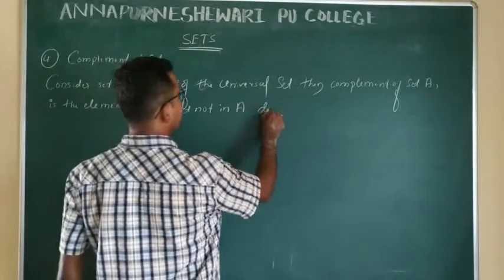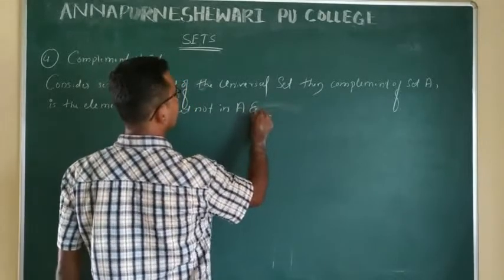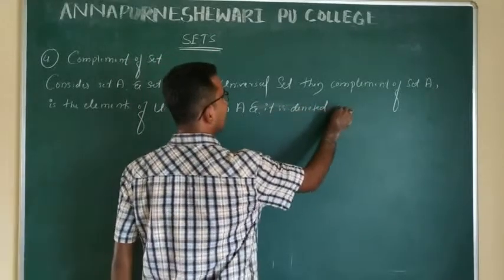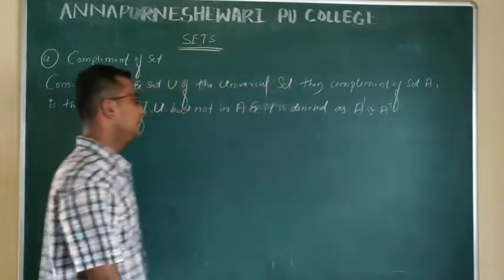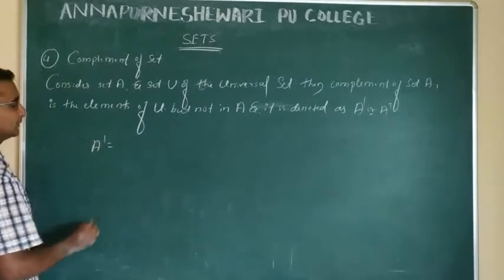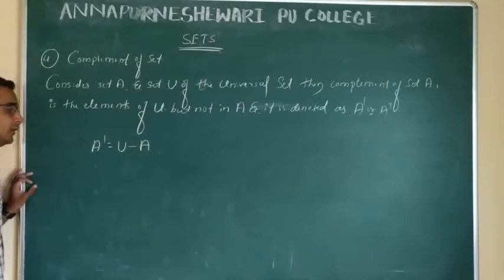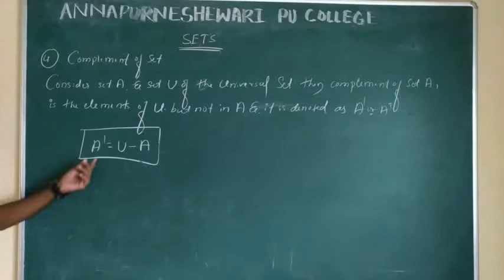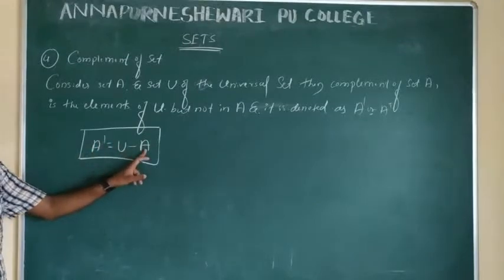It is denoted as A dash, or you can take A raised to c. Then A dash is nothing but U minus A, we can write. This one you have to know: if B dash, then it is U minus B. If it is C dash, then it is U minus C, like that. The complement of set A is nothing but the elements which are present in U but not in A.